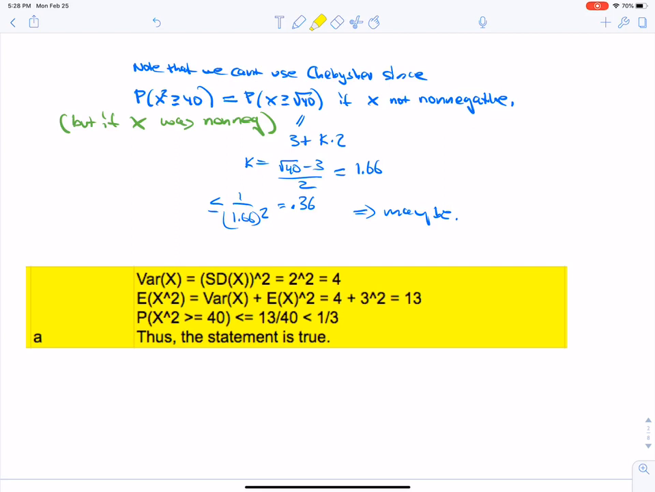So you can compute the variance, square of the SD. You can compute expectation of X squared is the variance plus expectation of X squared, so that's 13. And then you can apply Markov directly to get 13 over 40, which is less than 1/3. So the statement is true.